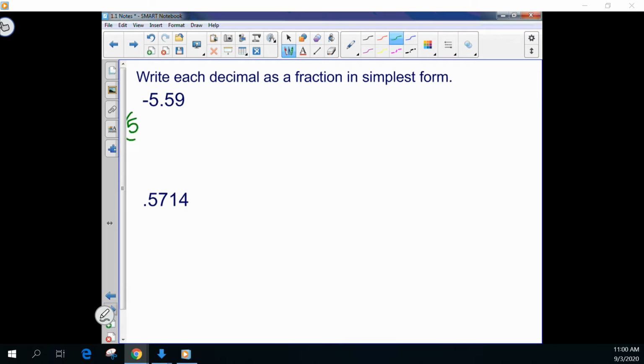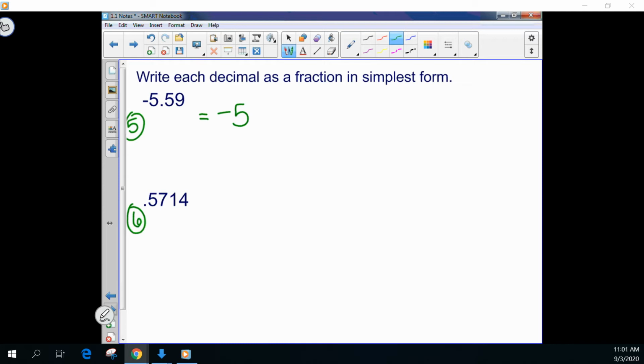Okay, numbers 5 and 6, we are going to work on writing each decimal as a fraction in simplest form. You guys have done this before, starting as early as maybe 5th grade. So what we're going to do is look at putting a number into a mixed fraction. So negative 5.59. The negative 5 is going to stay a whole number, and 0.59 we need to put over a denominator.